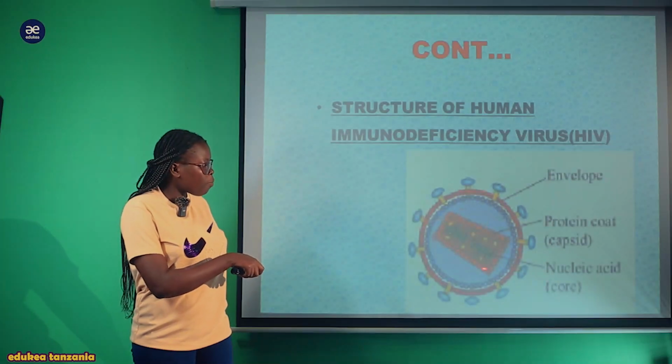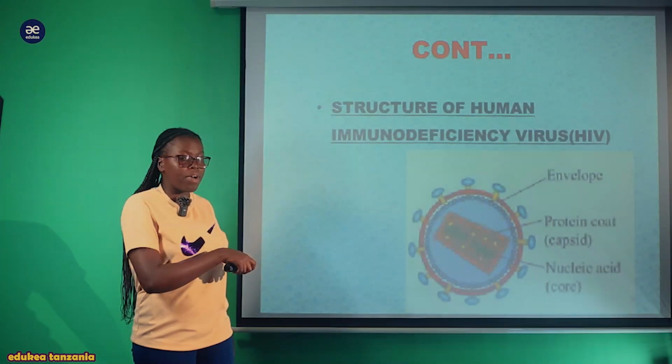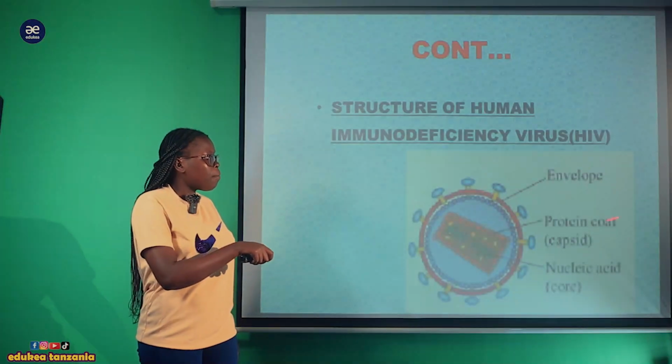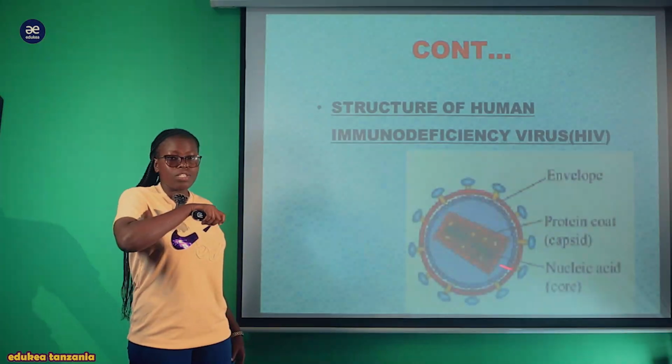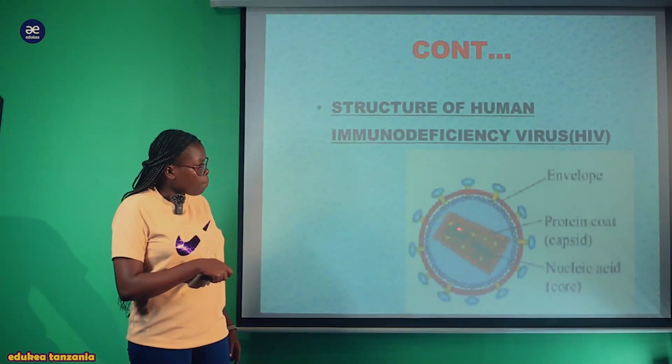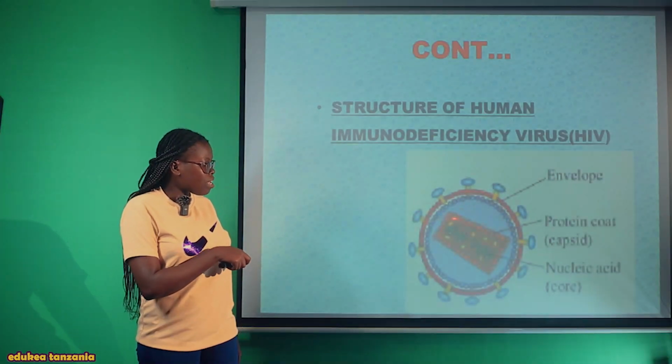And this one is an envelope, whose job is to protect or surround the inner contents of the cell. And inside here, these green ones are the nucleic acid, which can be either RNA or DNA in the central core.